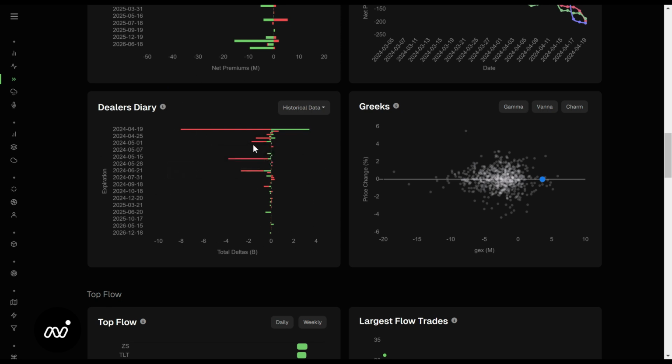When you see them midweek, I wouldn't pay as much attention to them, but there's only potential there. Doesn't always pan out. Sometimes the trend just stays the way it is and it doesn't go the other direction. But that is the dealer's diary.